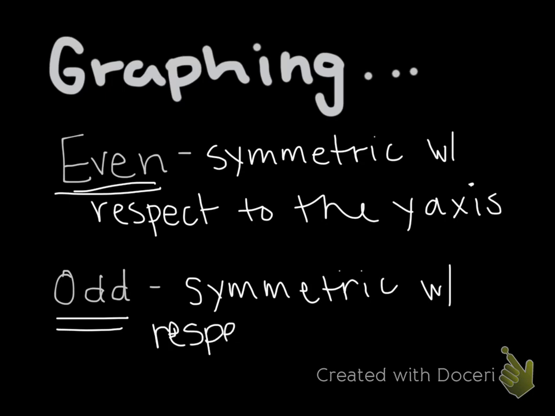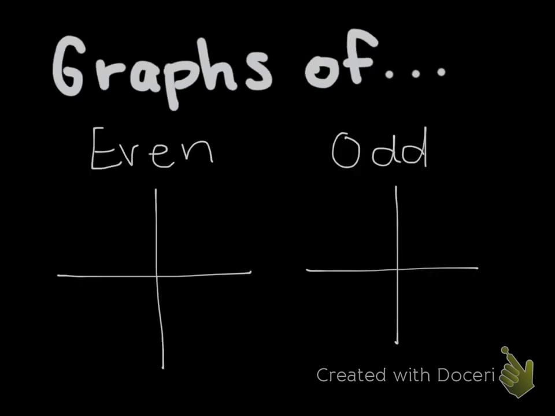With respect to the origin. And these are a little bit more difficult to pick out. I'm going to give you an example of each of what they look like. For example, an even function. Let me change my pen color here so it looks a little different. An even function would look something like this. If I folded the graph exactly in half over this y-axis, notice if I cut it in half on both sides, it looks exactly the same. Therefore, we say that that is even.